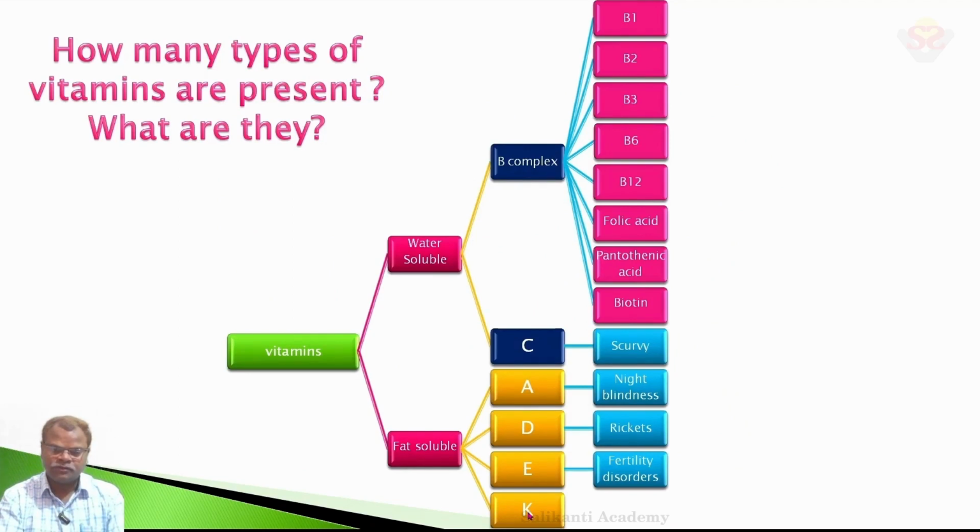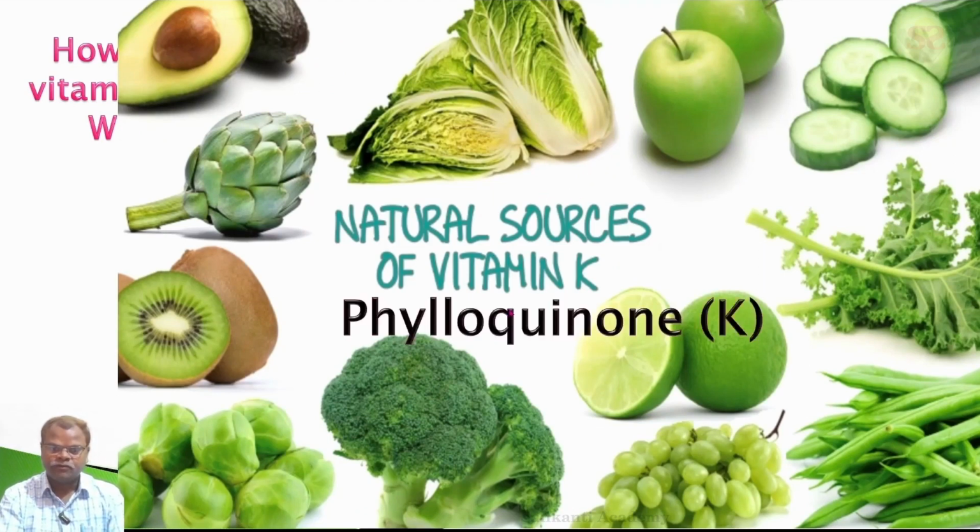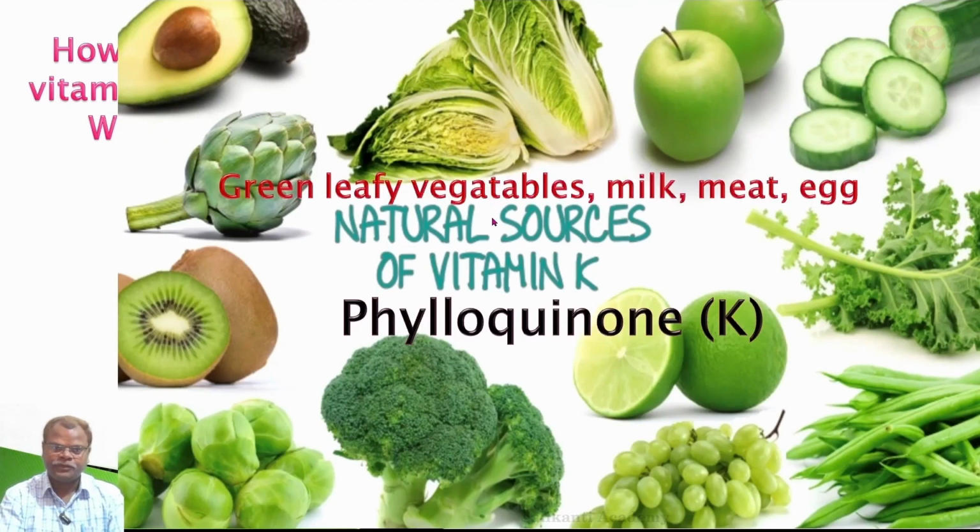These are the major sources of vitamin K. What is the chemical name of vitamin K? Phylloquinone is the chemical name of vitamin K. Green leafy vegetables, milk, meat, and egg are major sources of vitamin K.